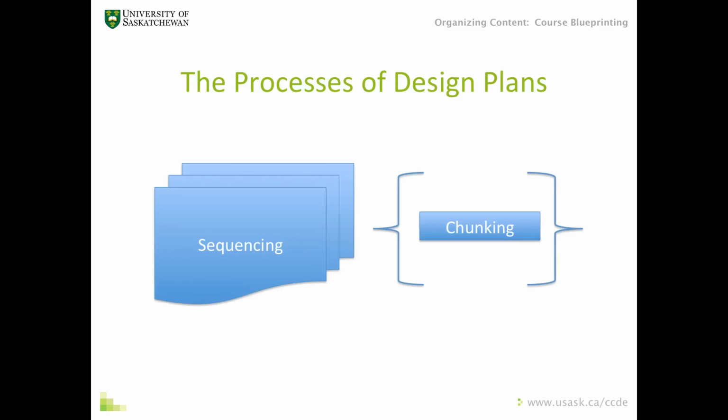So in the next 2 videos, we're going to look at the processes of the design plans. And as we mentioned before, that's sequencing and chunking. And those are sort of the processes we're going to go through as we create this design plan in order to get those pieces where they need to be. So sequencing and chunking. So this is the choose your own adventure part of the video. Go ahead and click on either the sequencing title there in the video or on the chunking, whichever you'd like to see first. And at the end of that video, it'll take you to the next one.